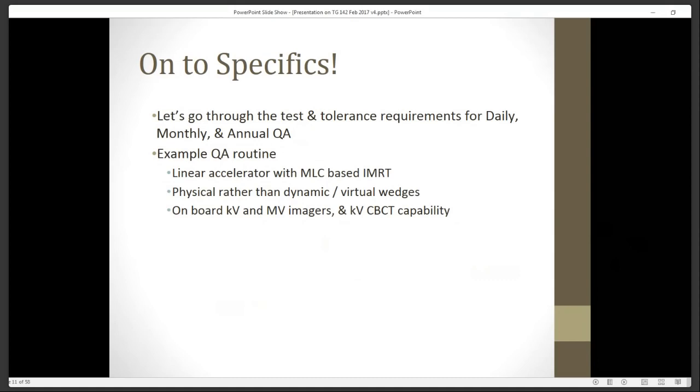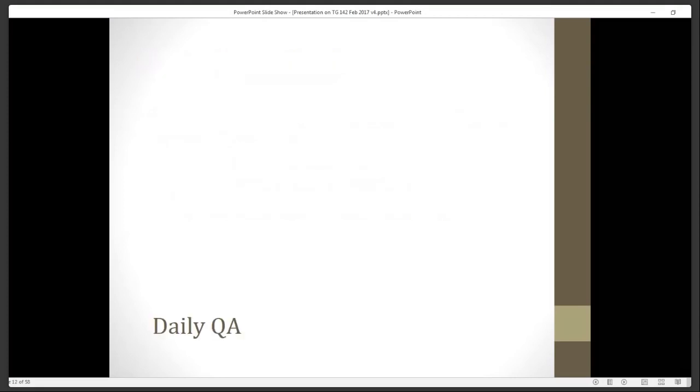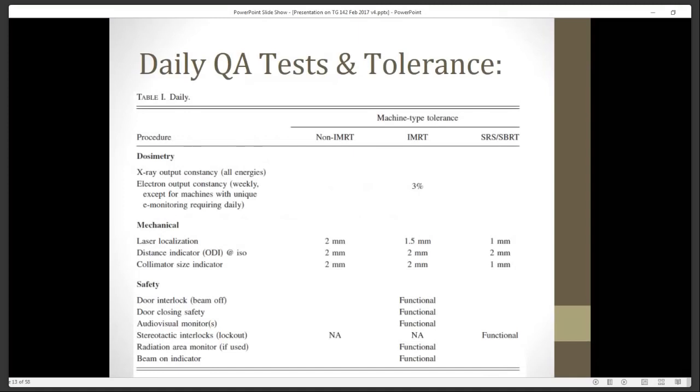And the QA example I'm going to give is really for a linear accelerator with MLC-based IMRT, with physical rather than a dynamic virtual wedge, and with onboard kV and MV imagers and kV cone beam CT capability. All right, so daily QA. This is the table taken directly from the TG142 report.